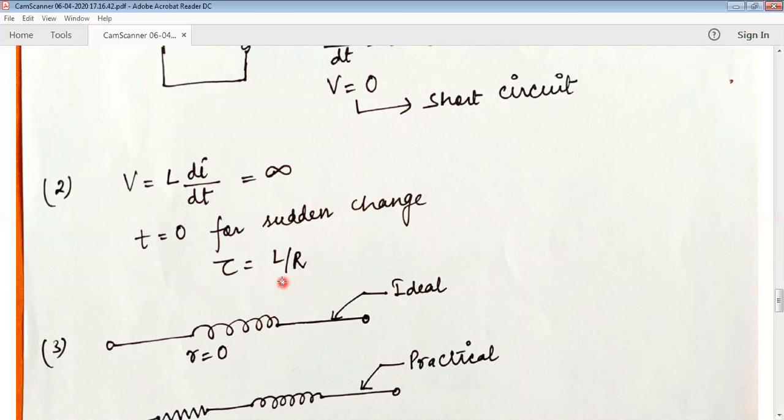So an inductor doesn't allow sudden change of current, and practically for an inductive circuit the time constant will be L by R. There should not be a zero time. Because of this time constant, it does not allow sudden change of current. Clear? So this is the second conclusion about the inductor.